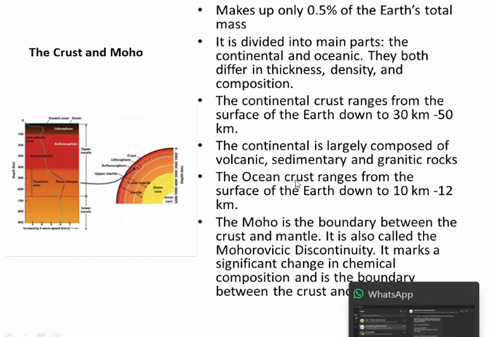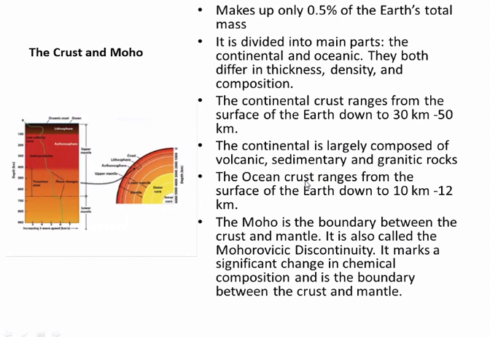When we come to the ocean crust, we are now moving from the surface of the Earth down to about 10 to 12 kilometers. So the ocean crust is shallower than the continental crust. The region between 10 kilometers to 12 kilometers from the Earth's surface is where we have the ocean crust, while the continental crust lies between 30 to 50 kilometers.